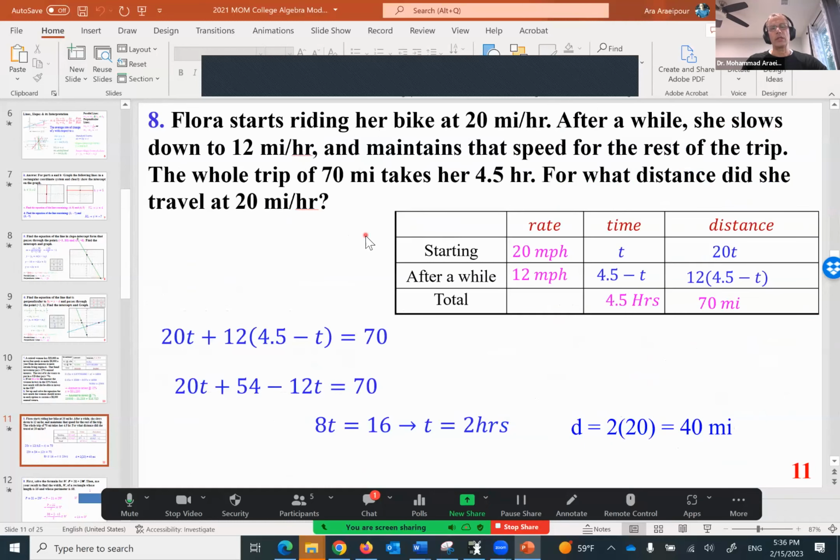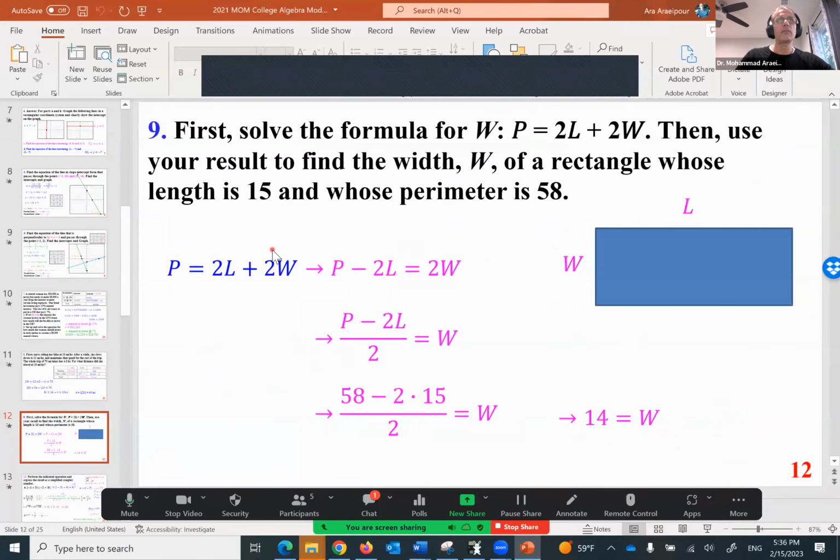In this example, we looked at a motion problem. D, the distance, is the product of R and T, rate and time. Rate is the average speed. This was another example of applications, basic geometry, where we know the perimeter of a rectangular shape is 2 times the width plus 2 times the length, and we solve this problem.